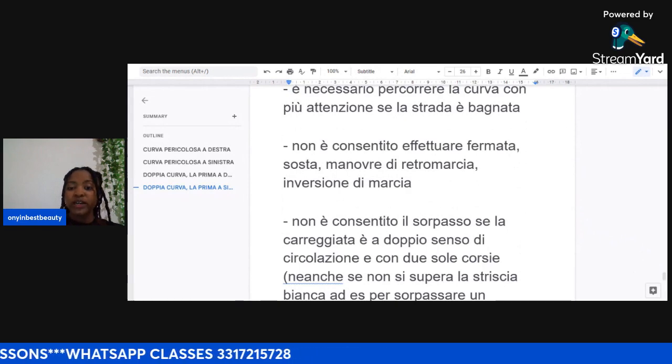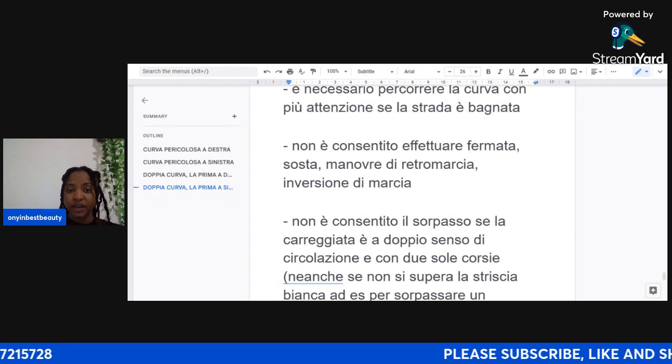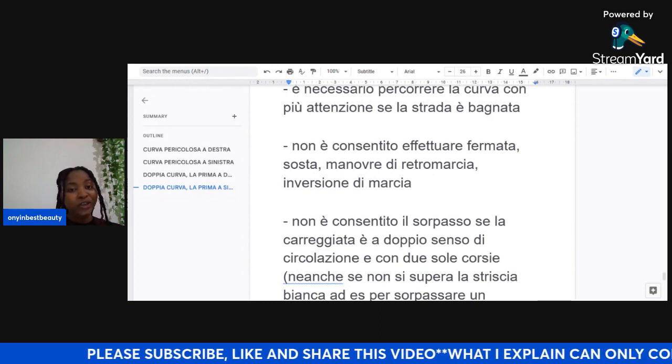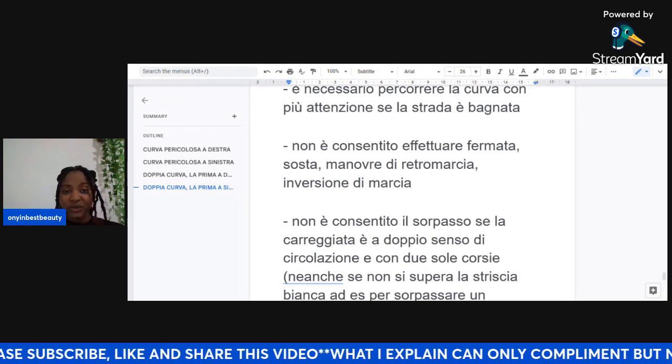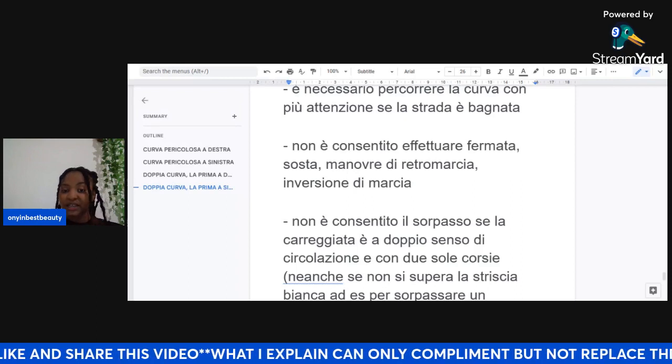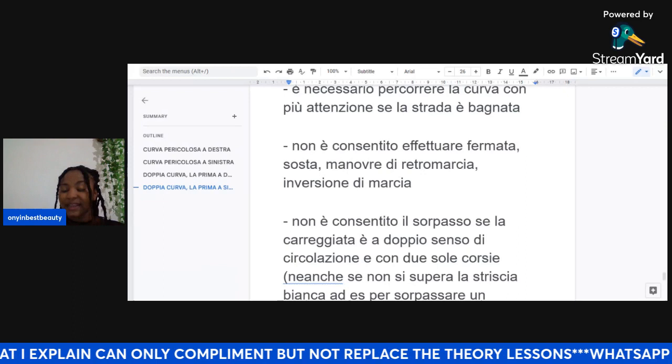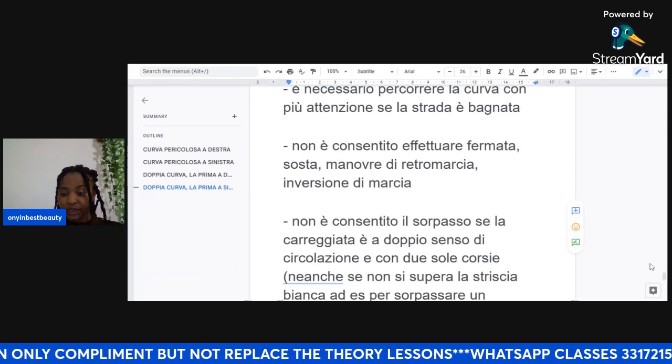Non è consentito effettuare fermata, sosta, manovra di retromarcia, inversione di marcia. Now for this road, you're not allowed to stop, to park, to do a reverse, or to do a U-turn. Inversione di marcia, a U-turn, retromarcia, reverse, fermata, stop, sosta, parking. You can't do this on this road, okay?